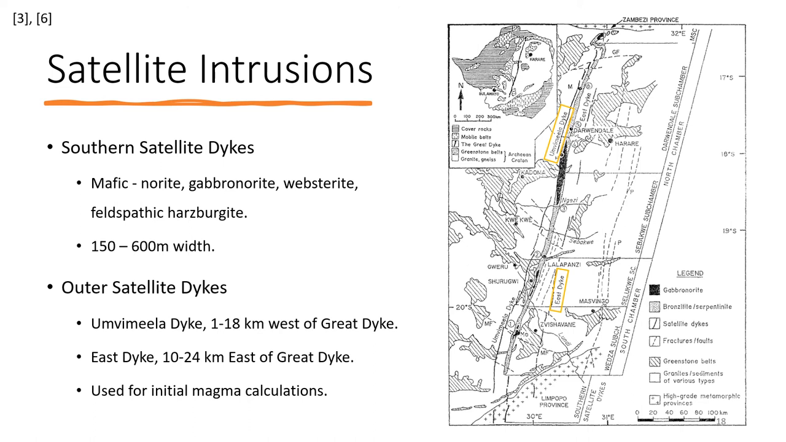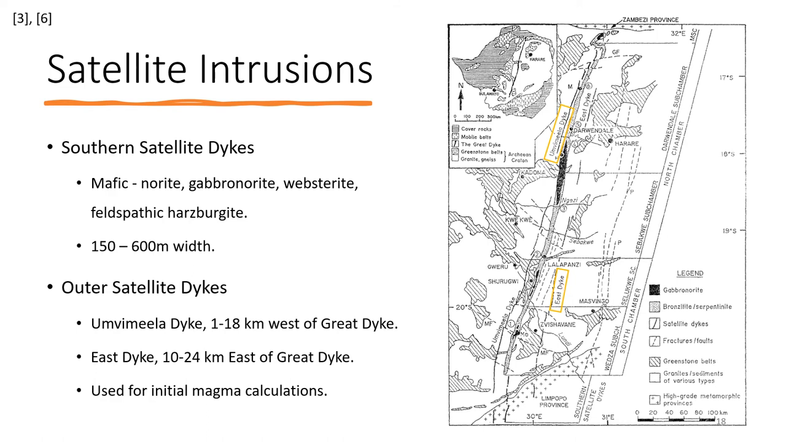We also have some outer satellite dikes, and there are two main ones, which have been highlighted in yellow on the map to the right. They're both similar in terms of mineralogy and composition, consisting of quartz gabbros and gabbronorites with subophitic textures. One interesting thing about the east dike here is that it's actually continuous for most of the length of the Great Dyke.